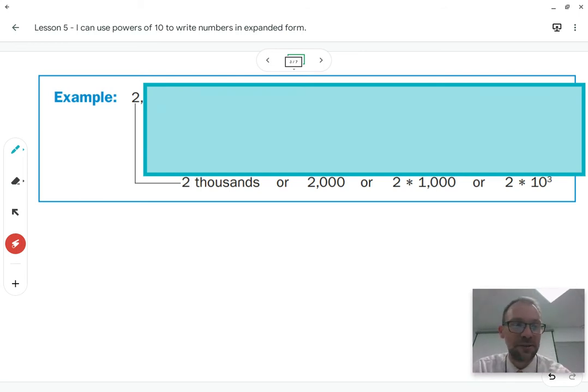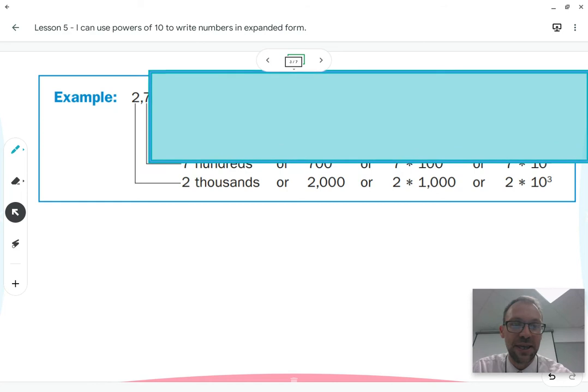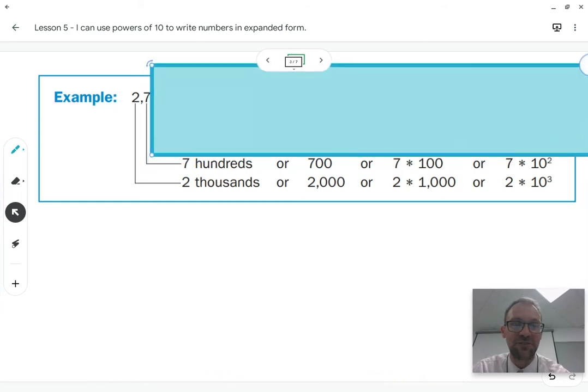So then, let's see. If we slide this out of the way a little further, we get to the 7 in the hundreds place. So 7 in the hundreds place, we say 700s. Or it can be in standard notation, 700. Or 7 times 100. Or if we take 100 and turn it into exponential notation, that's 10 times 10, right? So that's 10 to the second power. 7 times 10 to the second power.